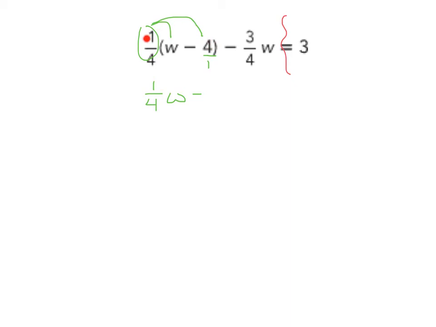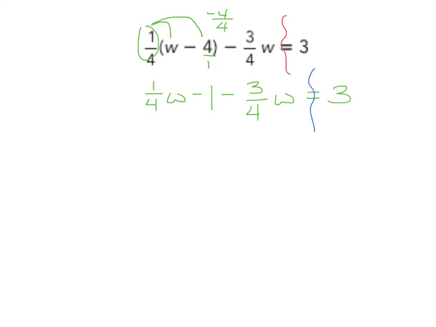4 times 1 is 4. And the two denominators, 4 times 1 is 4. So this is really negative 4 over 4, which we know anything over itself is just a 1. Then I'll rewrite negative 3/4 w equals 3.